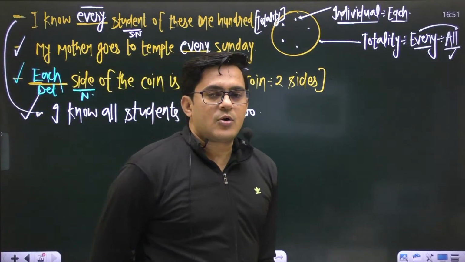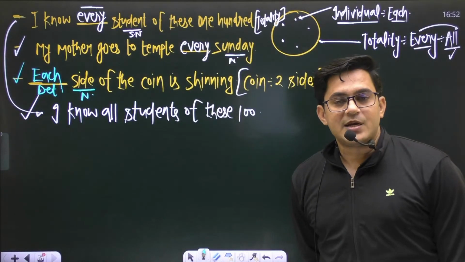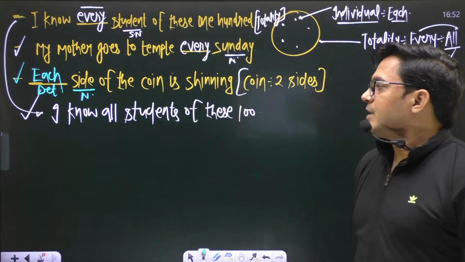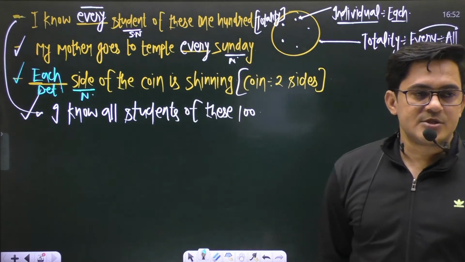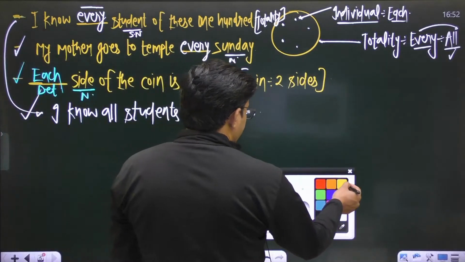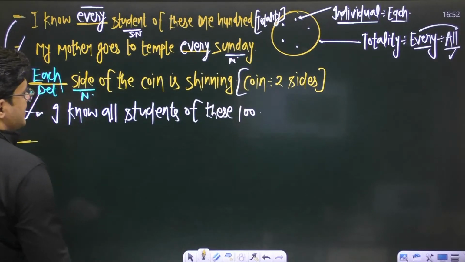As we know, a coin has two different sides, and we are talking about an individual unit, so that's why each will be the right answer in the third sentence. Okay, so let us move to the next sentence. You just reply to this sentence for me. You have to answer this sentence.